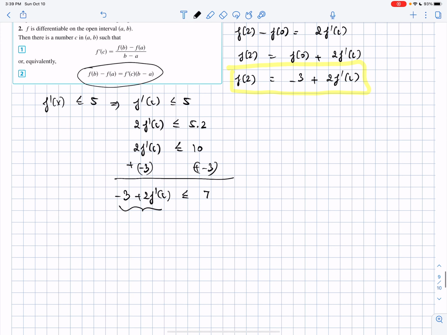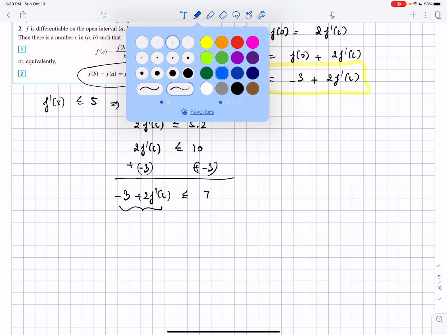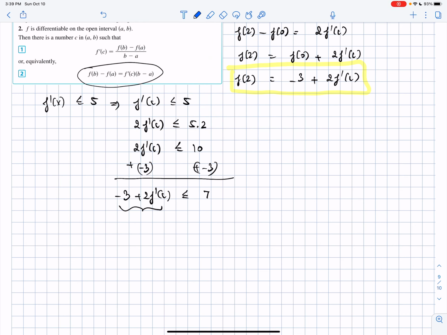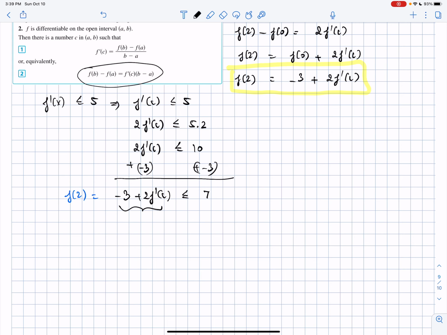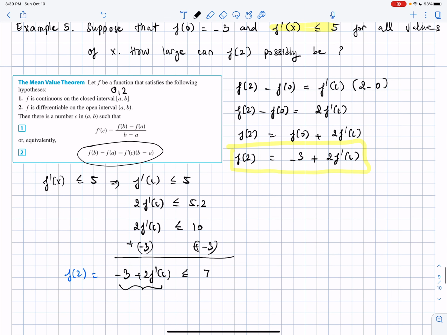So we already have the right hand side, and look at the yellow box, this means f of 2. So f of 2 is less than or equal to 7. Then we answer the question, how large can f of 2 possibly be? We will answer that f of 2 can possibly be 7. This is the largest number.